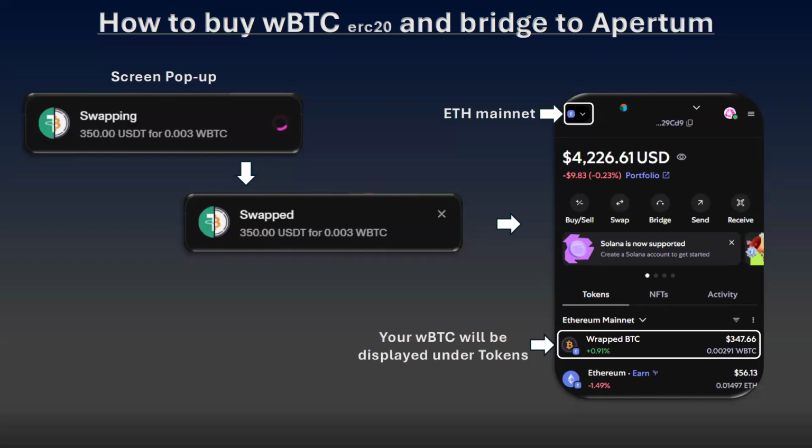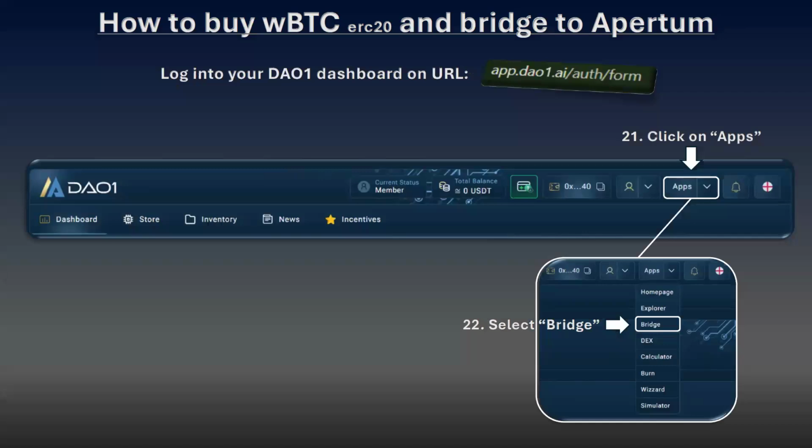Fantastic. Part one complete. Now for the next big step, bridging. Moving that wBTC we just got from Ethereum over to the Apertum network. Can you quickly explain what bridging actually is for anyone new to this? Sure thing. Think of it like moving money between two different banking systems that don't normally talk to each other. Blockchains like Ethereum and Apertum are separate networks. A bridge is basically a protocol, a set of smart contracts that lets you lock up an asset like wBTC on the source chain, Ethereum in this case, and then issues an equivalent version of that asset on the destination chain, Apertum. Got it. Like sending a secure package from one island to another.